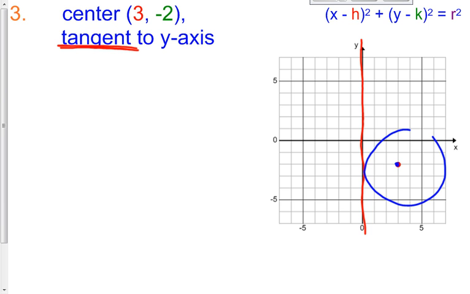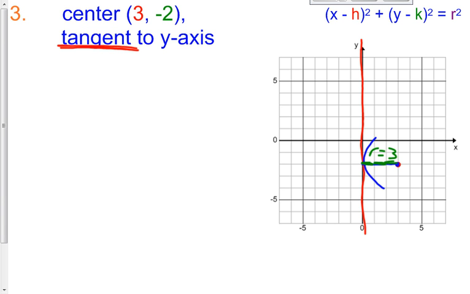What I want you to understand is the word tangent. Tangent touches that red line at one and only one spot. So if you think about it, class, if my circle touches the y-axis right about there, what is my radius? What is my distance from the center of my circle to the edge of that circle? It is 1 unit, 2 units, 3 units. So my radius is 3.